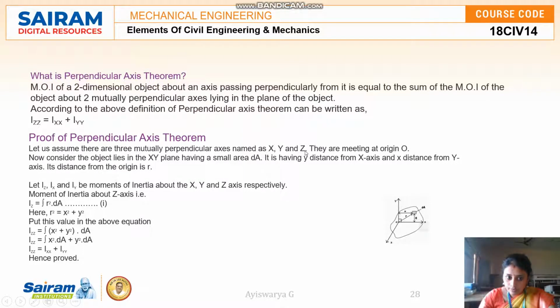These are the very important theorems you need to know in the moment of inertia. I'll continue with the next derivations in the moment of inertia in the upcoming presentation.